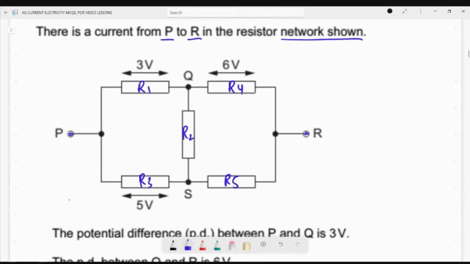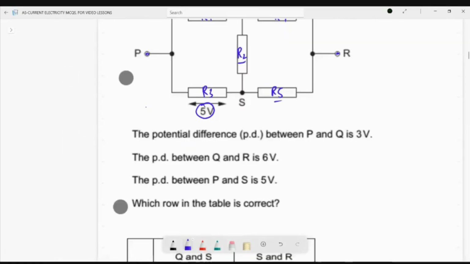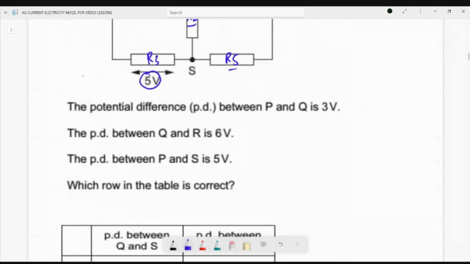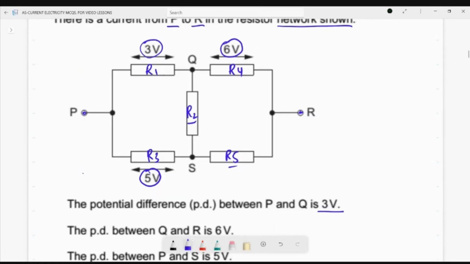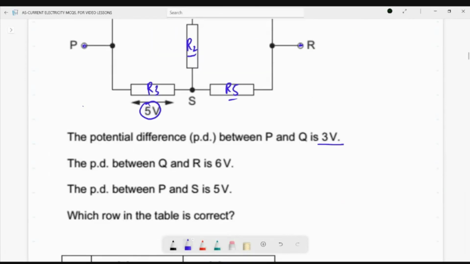Here 3 volts are dropped across R1, 6 volts are dropped across R4, and 5 volts are dropped across this one. But no voltage drop is mentioned across R2 and R5. Now the question is: the potential difference between P and Q is 3 volt, and the potential difference between Q and R is 6 volt. It is also shown in the diagram. And P and S is 5 volt.